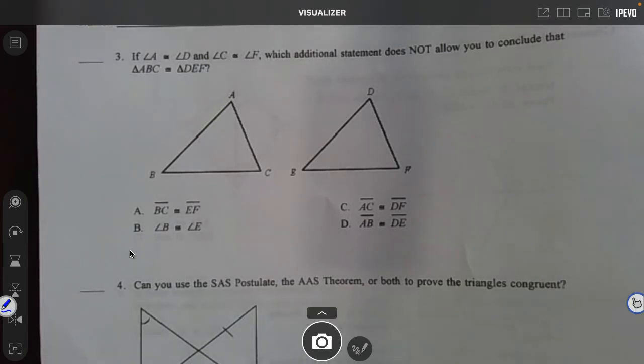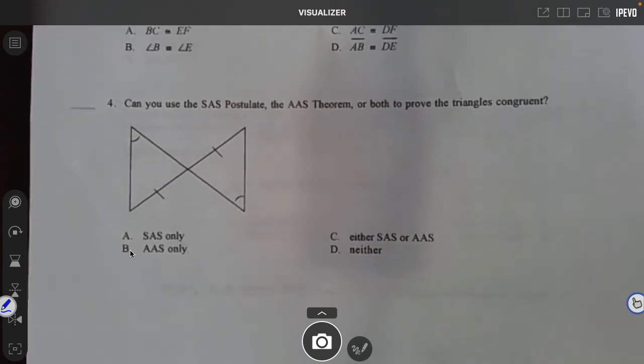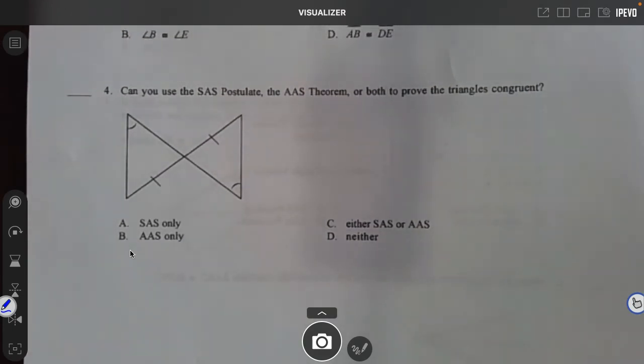All right. Maddie Whittington to check out. Number 4, can you use side, angle, side, the angle, angle, side theorem, or both? So is there any other information real quick? Vertical angles, and I'm pretty sure that's it. So do I know in this triangle over here side, angle, side? No. Do I know angle, angle, side? Yes. So it's just the angle, angle, side. So that would be what answer? B.